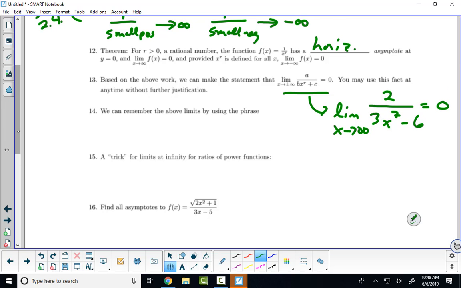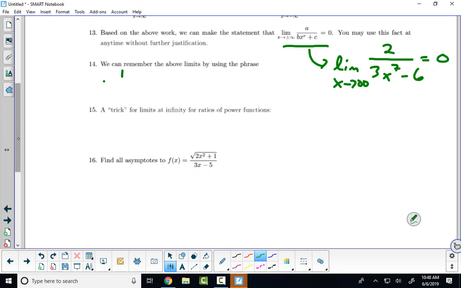Okay? All right, so we remember this phrase by 1 over a large positive number approaches what? 1 over a large number approaches what? 0. And 1 over a large negative approaches what as well? 0. Doesn't matter if it's positive or negative.